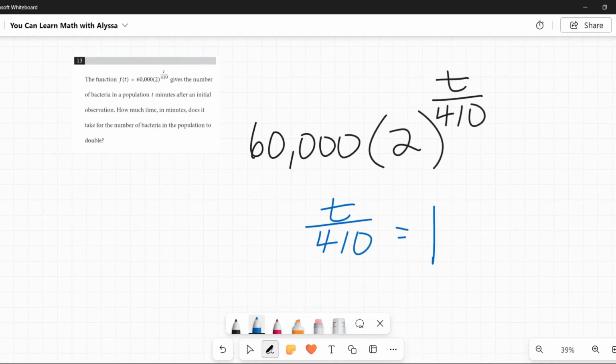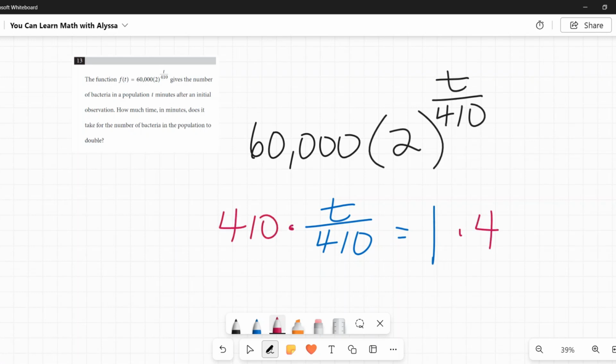So t divided by 410 equals 1. To solve this algebraically, t is being divided by 410. So I'm going to multiply by 410. On the left, those 410s cancel out, and I'm just left with t. And on the right, I have 1 times 410, or 410.